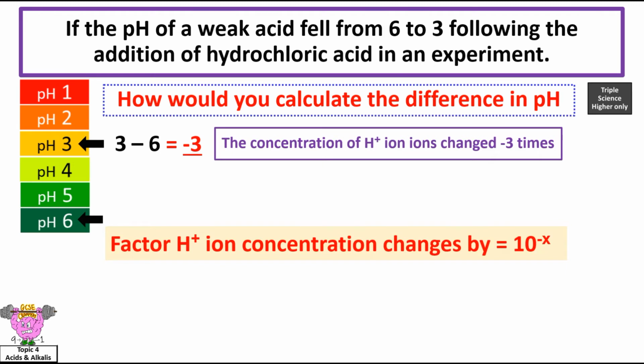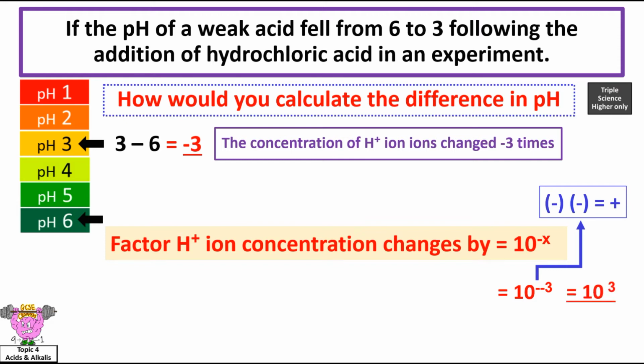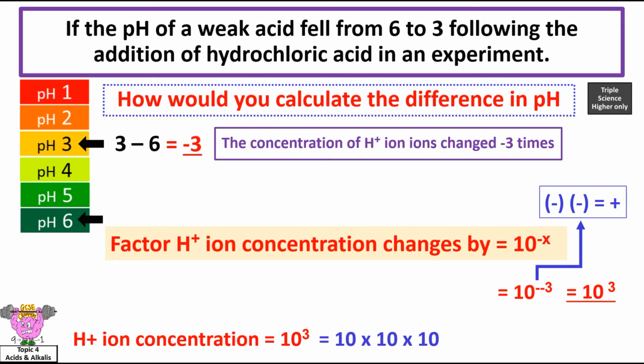Factor H+ ion concentration changes by 10 to the power of -x. Substitute the x with your figure, giving you 10 to the power of -3. In maths, you know that a minus and a minus equals a plus, changing the figure to a positive number, 10 to the power of 3. So the H+ ion concentration equals 10 to the power of 3. Do the maths, calculate 10 to the power of 3, which equals 10 times 10 times 10, which equals 1000. This tells us that pH 3 is 1,000 times higher than pH 6.